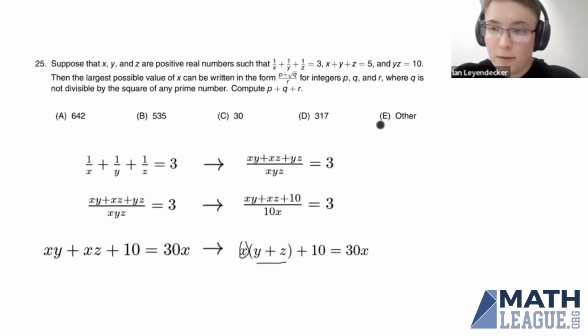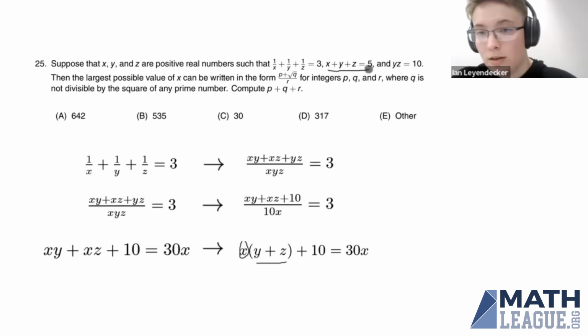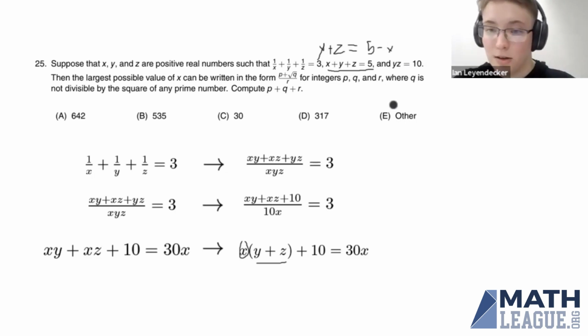Now, y plus z, we don't have a statement for that in the problem statement the way we did for y times z, but we do have as our second equation x + y + z = 5. And if we manipulate that second equation, we can get that y + z equals 5 minus x, telling us the sum of y and z in terms of x.